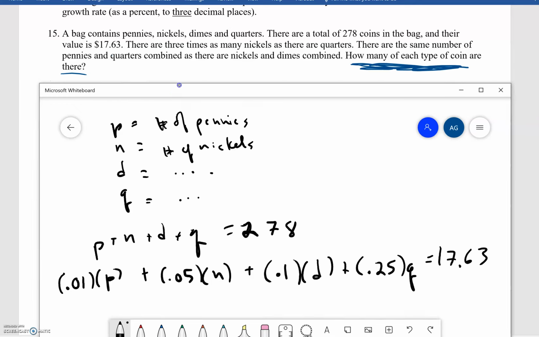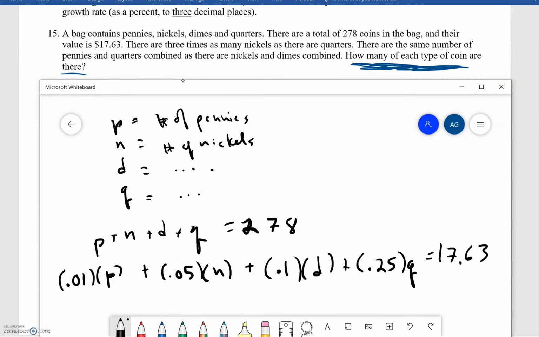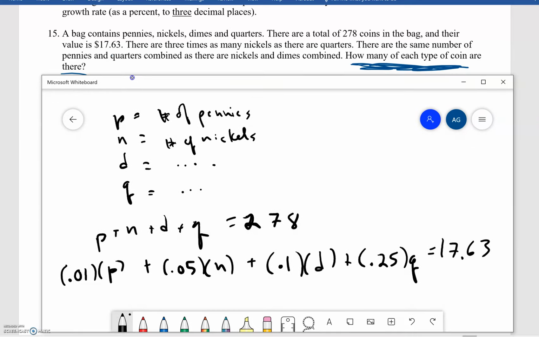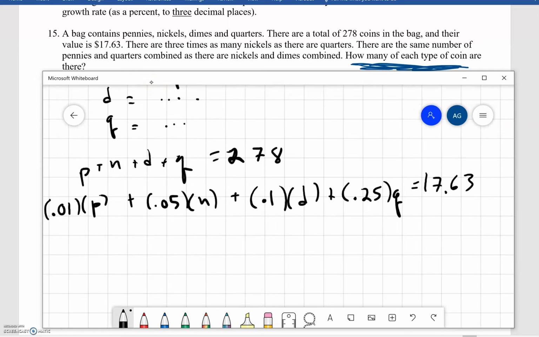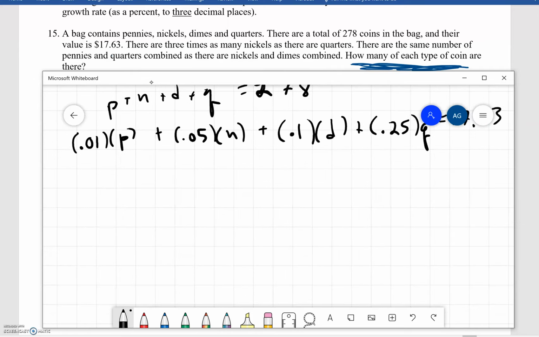So we have 2 equations. Now we have 4 variables, so we're going to need 4 equations. So I need 2 more equations. So let's go on to the other 2 statements here, and then we'll put our system together.